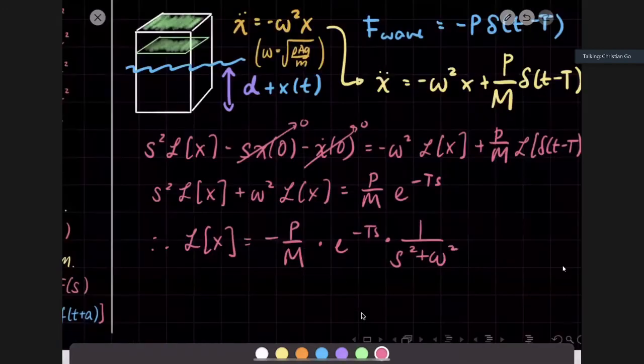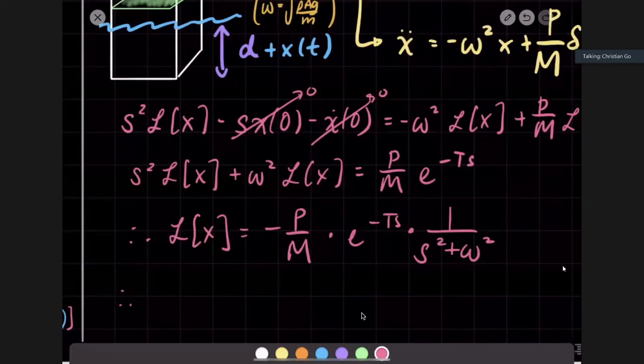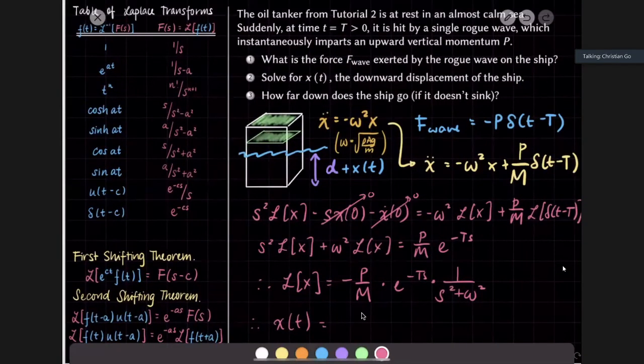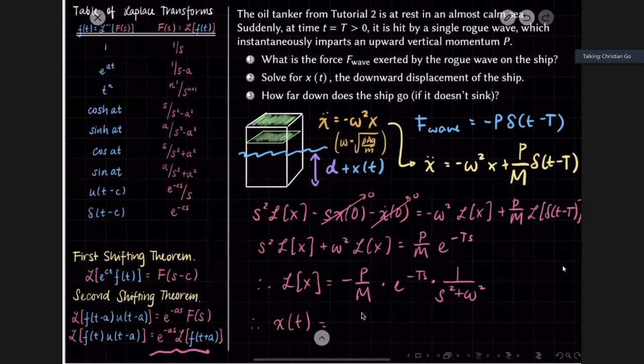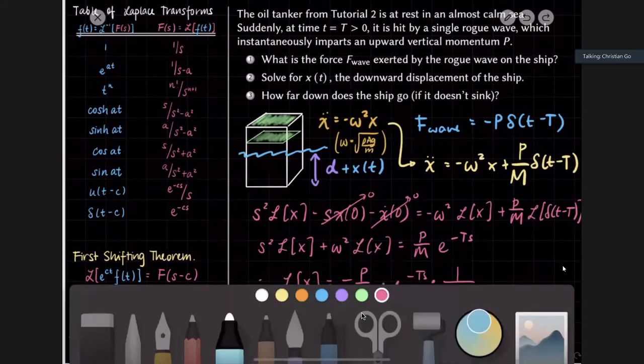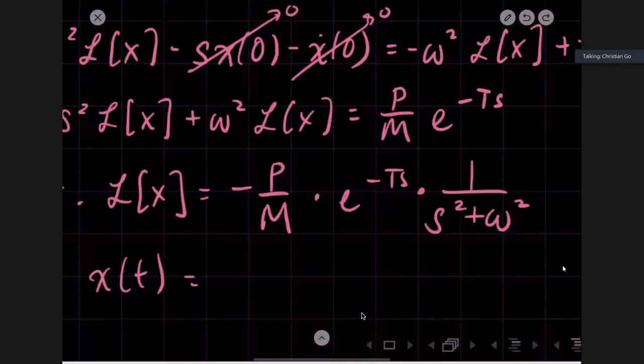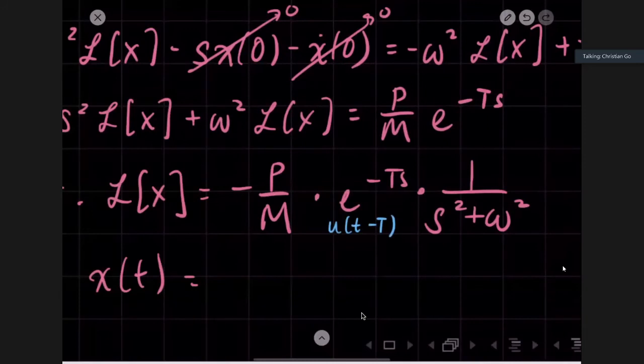So what does this tell me about the function x of t of my ship? Minus P over m is constant, so that's good. If I have an exponential in the Laplace domain, that means I have a shifting theorem in play. So let's already keep track of what's going to happen. This tells me that I have a unit step at time big T. And in addition, wherever t shows up, I need to replace it with t minus big T. This is from the second shifting theorem.